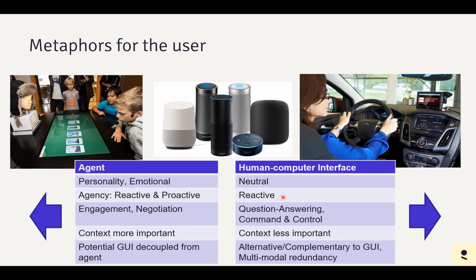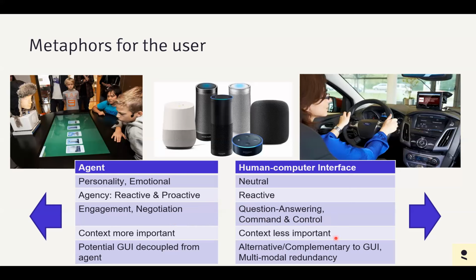In the case of a voice assistant, it might be more reactive. It does what you tell it to do, whereas in the case of this kind of more social entity, it might have more agency. It might be not only reactive but proactive and suggest things to you. The kind of things that happen in the interaction in the case of a voice assistant is more question answering and maybe command and control, whereas in the other case, it's more engagement and maybe negotiation.